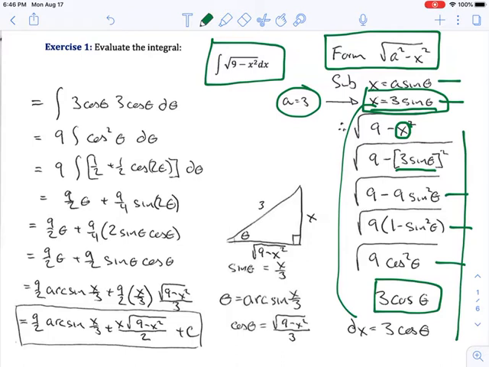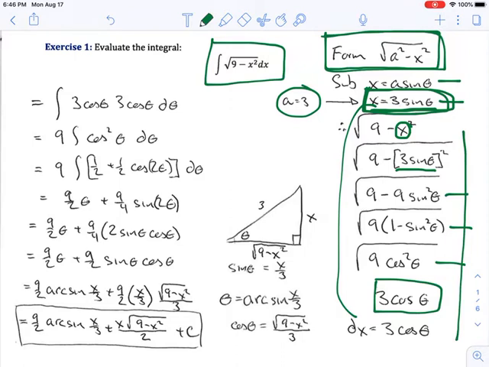Identify the form. Identify your form, square root of a squared minus x squared. Identify what your substitution is going to be. x is going to be 3 sine of theta. Substitute it in and simplify it.